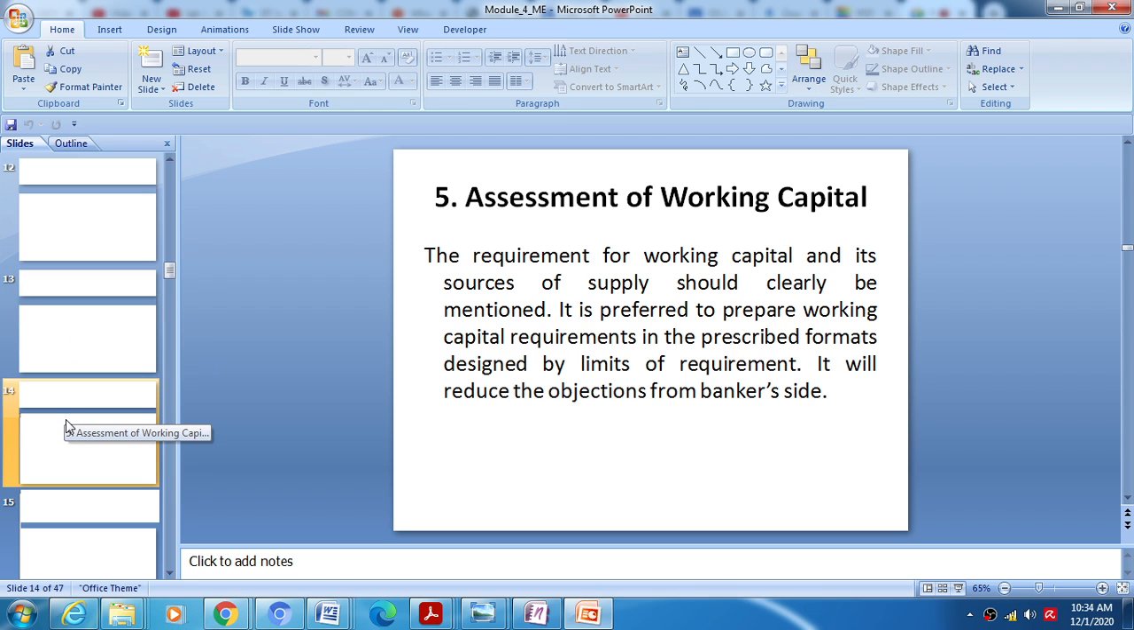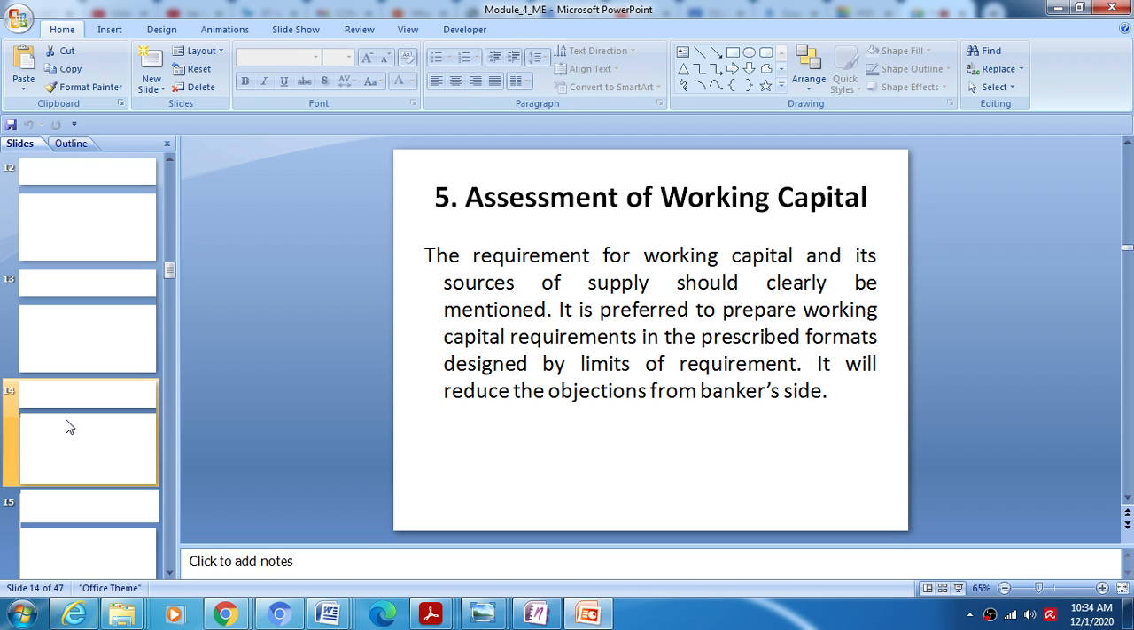The next one is assessment of working capital. Requirement for working capital and its sources of supply should clearly be mentioned. It is preferred to prepare working capital requirements in the prescribed formats designed by the limits of requirements. It will reduce the objection from the banker's side.